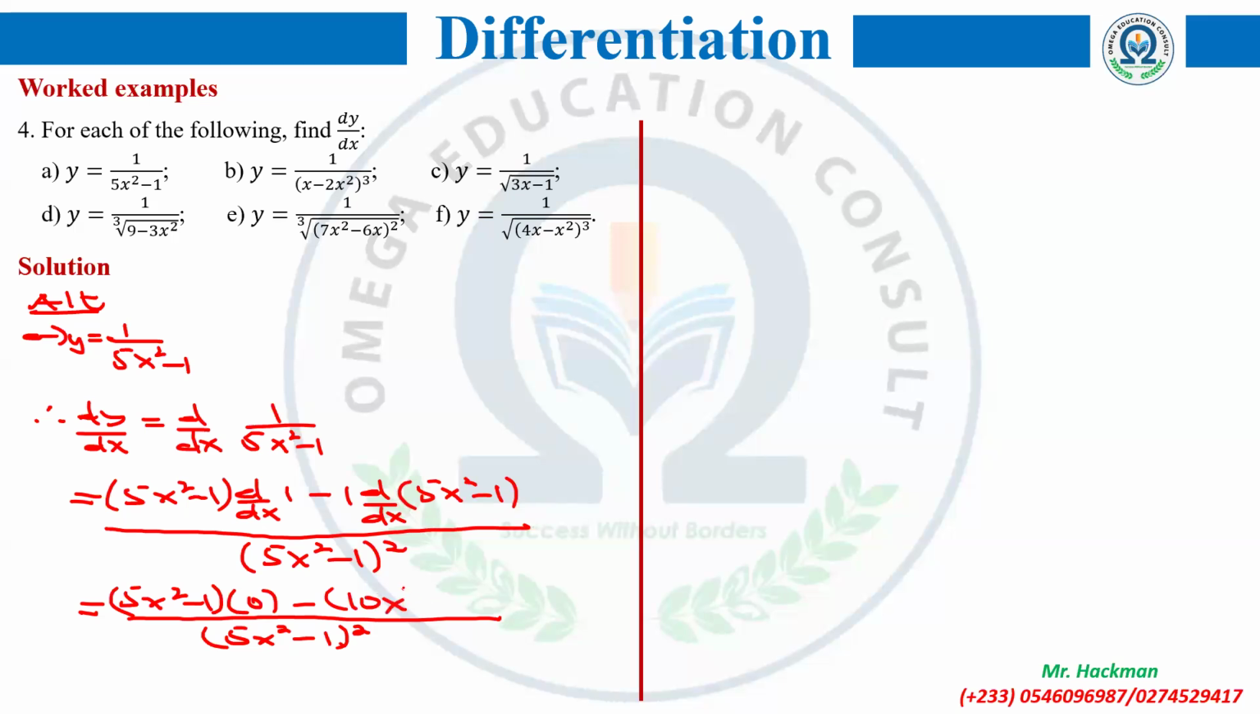Then minus 1 into d dx of this will give us 10x. So if we continue, this will give us 0, then minus 10x, all over our denominator, which is 5x squared minus 1, the whole of that squared. If you like, go and check the same result.